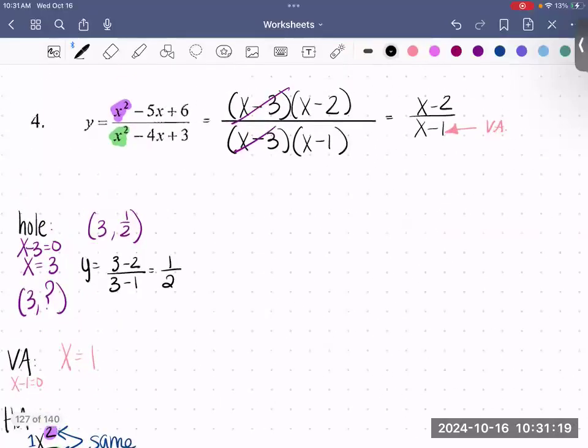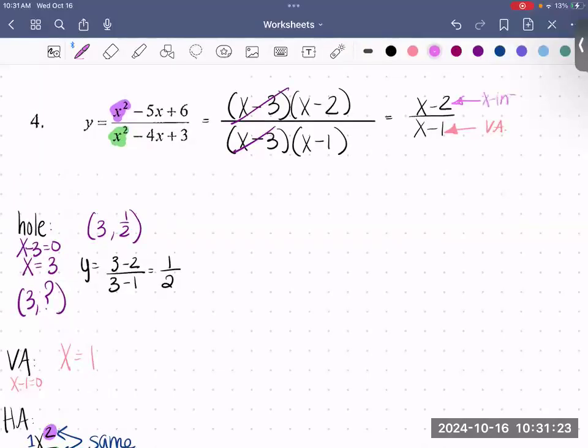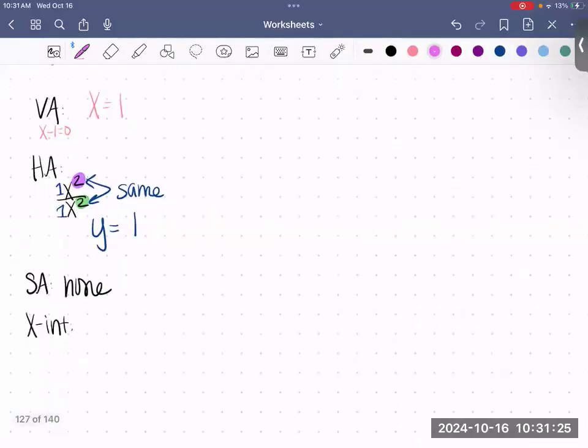We want to look at your numerator from the above. So your x-intercept of the simplified form. So we get x minus 2 is equal to 0. So x is equal to 2. So 2 comma 0 is your x-intercept.